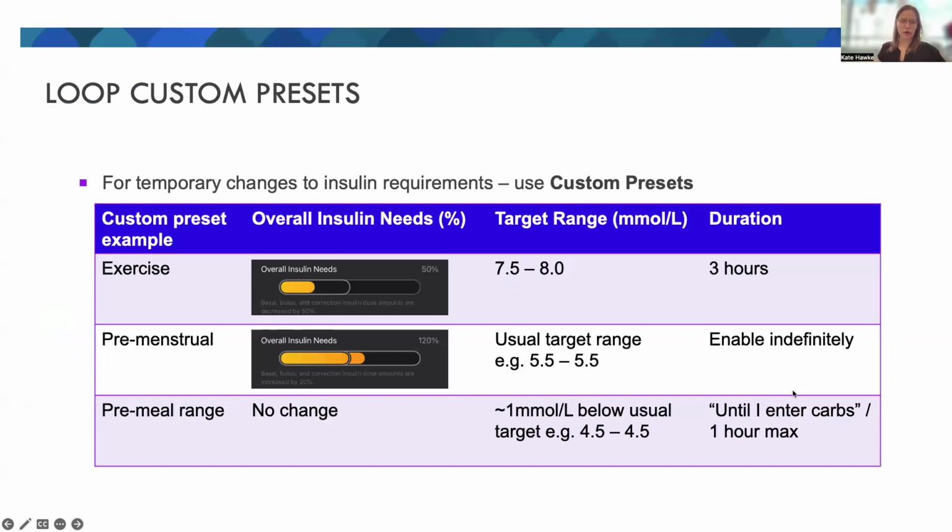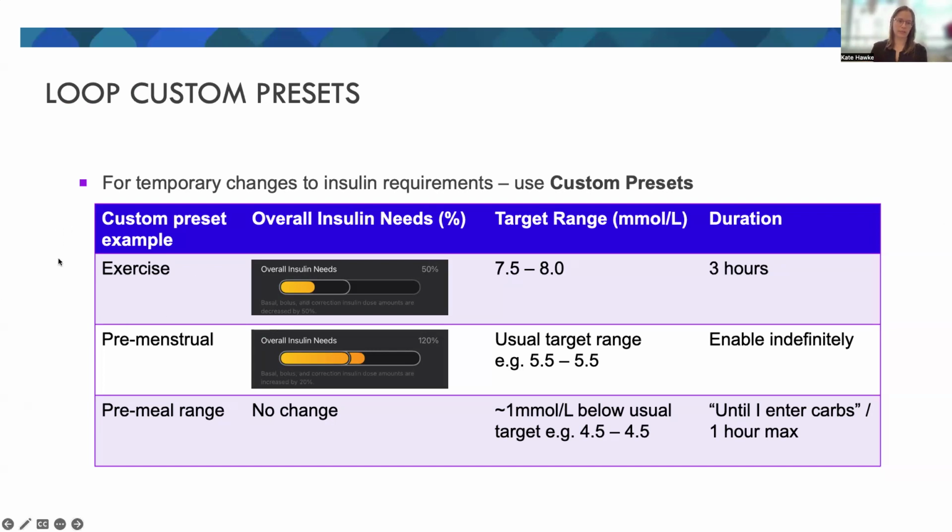A final word on Loop configuration before we get into cases. So in Loop, we have the ability to set up custom presets. If you're used to other AID systems, you may think of things like an exercise mode, or, in manual pumping, having a temporary basal rate that you set, which is different from your normal. Loop custom presets are in that vein, in that we can have a temporary change to the amount of insulin delivery that we require, but with greater flexibility and individualization.